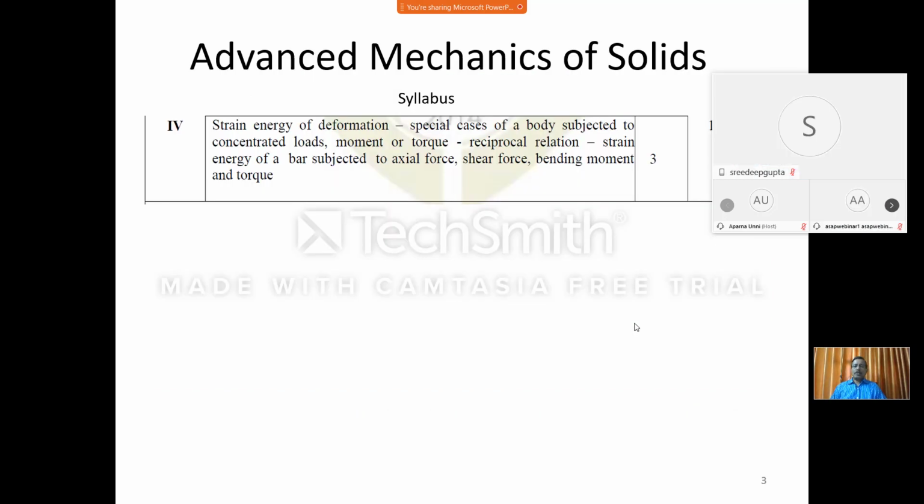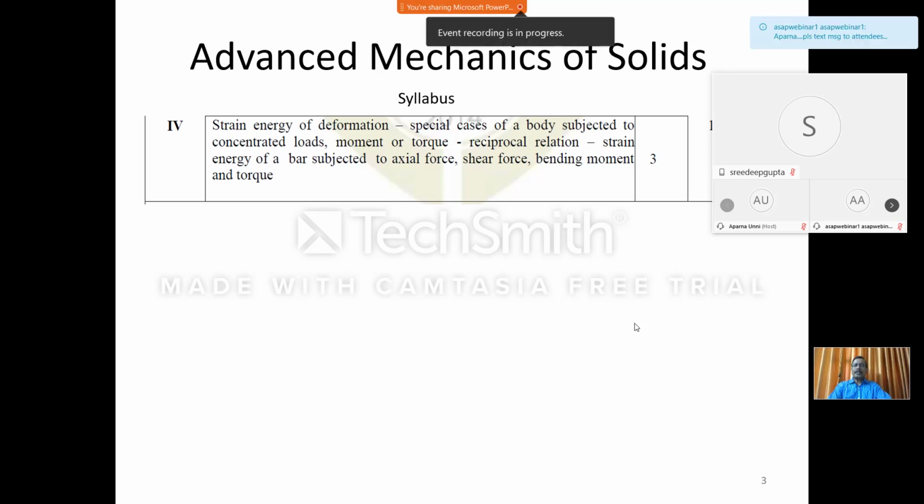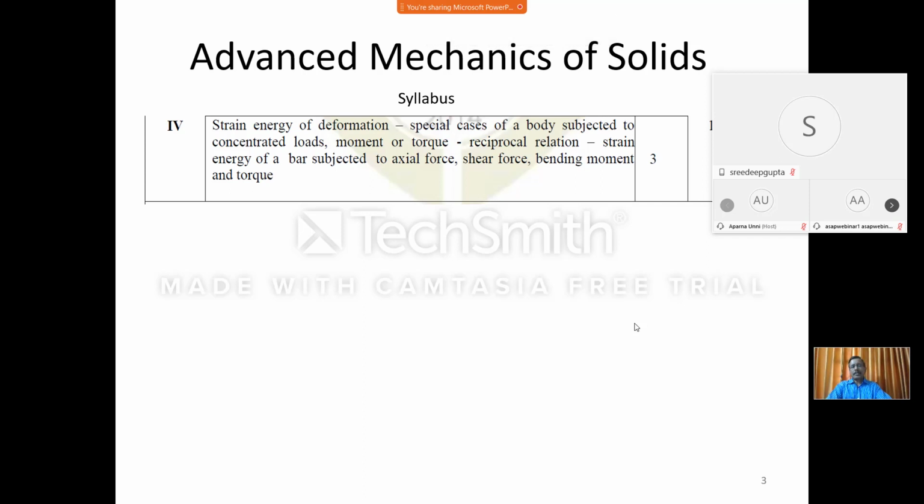The fourth module of the subject includes the strain energy methods. Strain energy methods, actually it is a scalar method and it is relatively simple to understand. Most students have certain issues related to the three-dimensional concept of stress, and related to that, people may find it difficult to answer questions. But this topic is relatively easy.